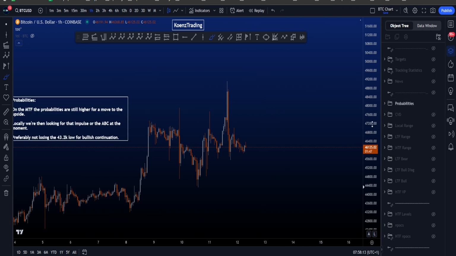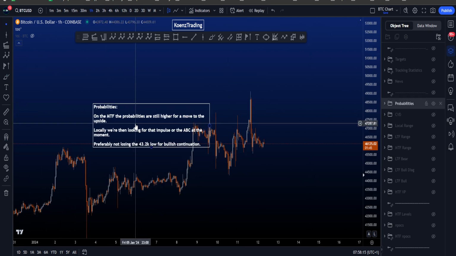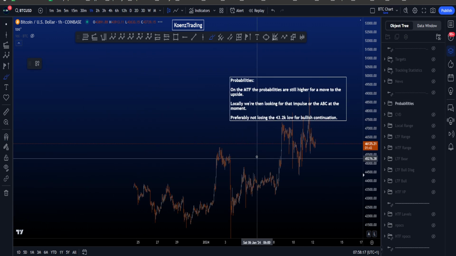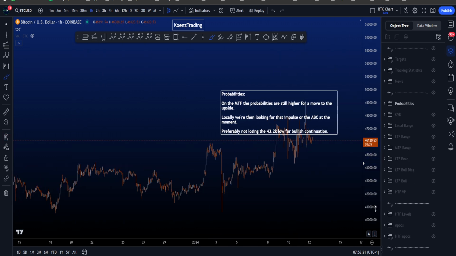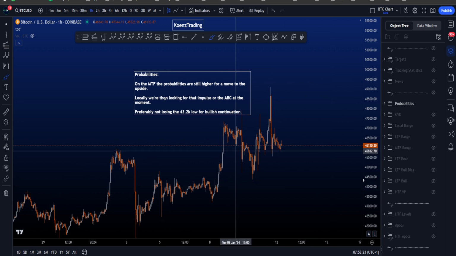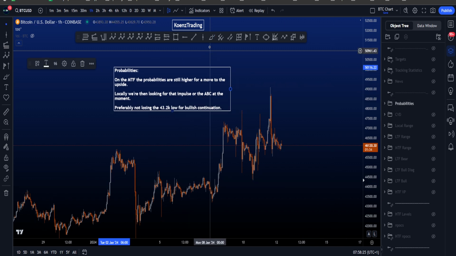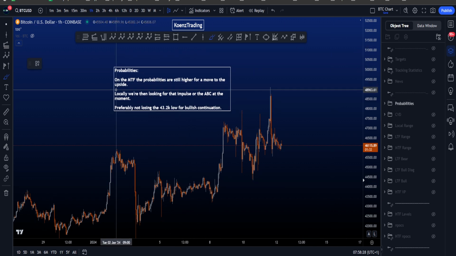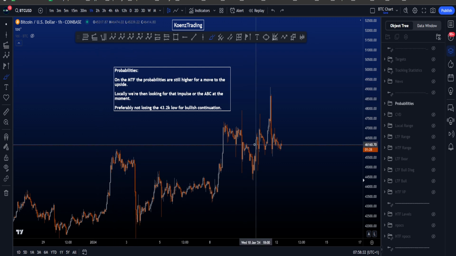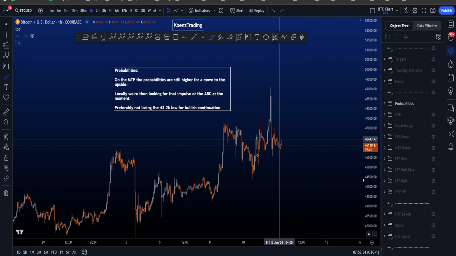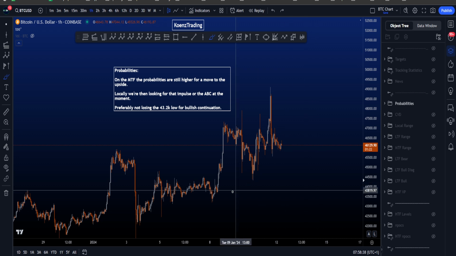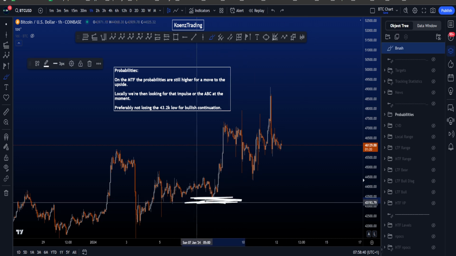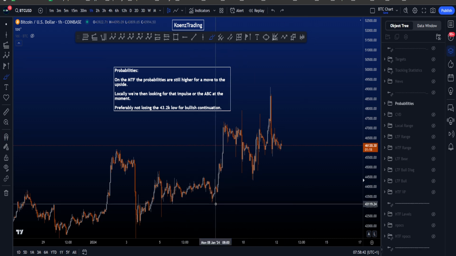So if you then look at the probabilities of the different scenarios, then on the medium time frame, because of the expanding diagonal as well for a wave 5, which is incredibly rare and never carries the highest probabilities unless all the other stuff fails, we are still looking for higher prices on the medium time frame on Bitcoin. Now locally over here, we are then looking for either that impulsive structure or the ABC structure at the moment, preferably not losing this low over here for bullish continuation.